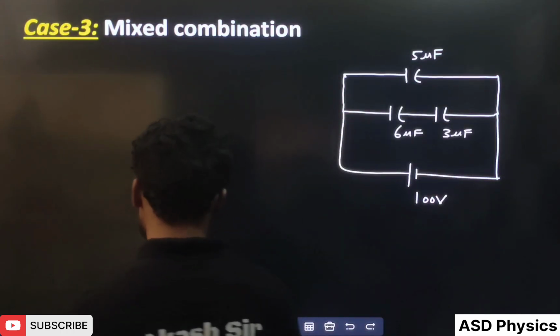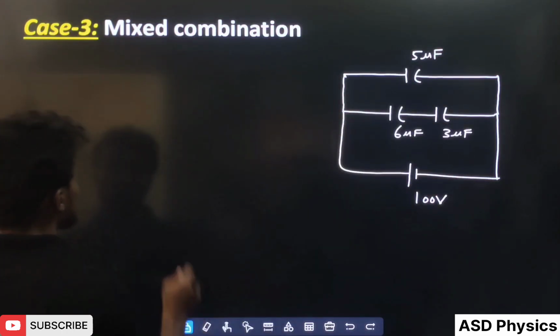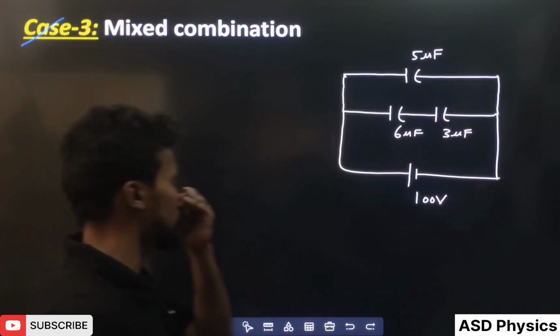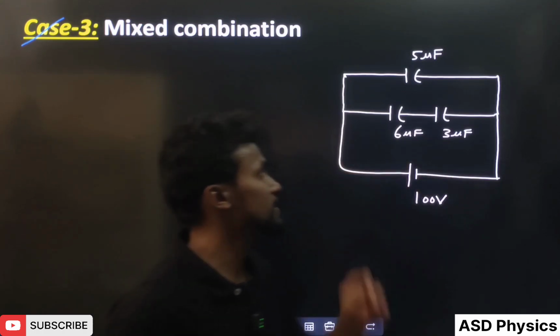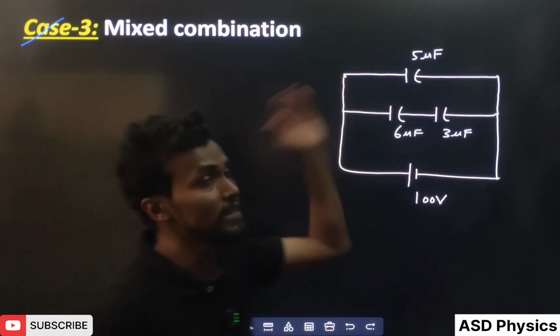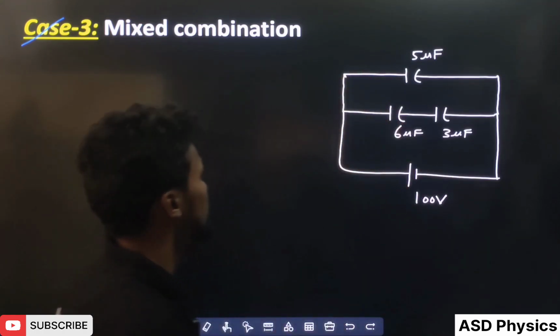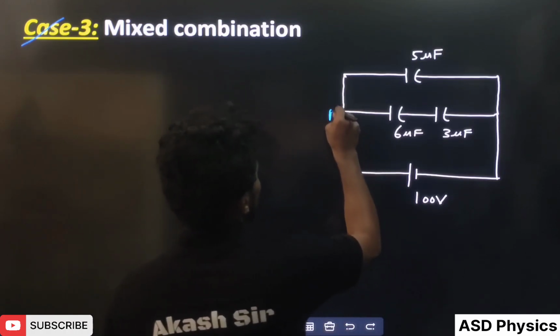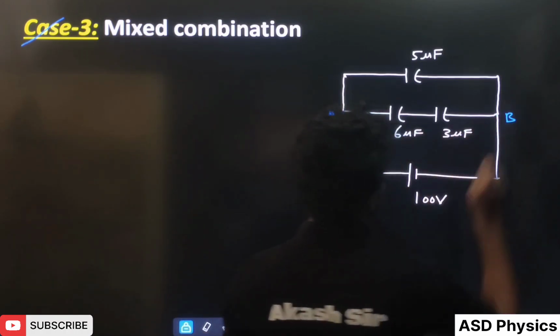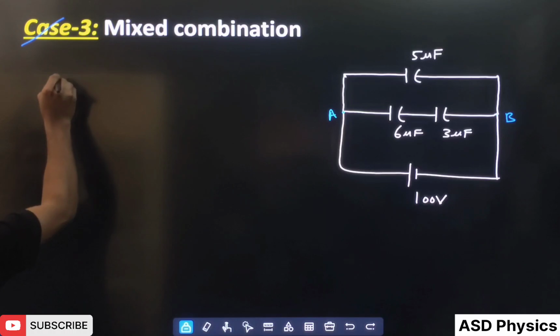Now students, next one, we are going to see the mixed combination. Here you can see 6 and 3 connected in series, and after that this 5 is connected in parallel with this. Here, this is A, this is B. So first, find the equivalent here.